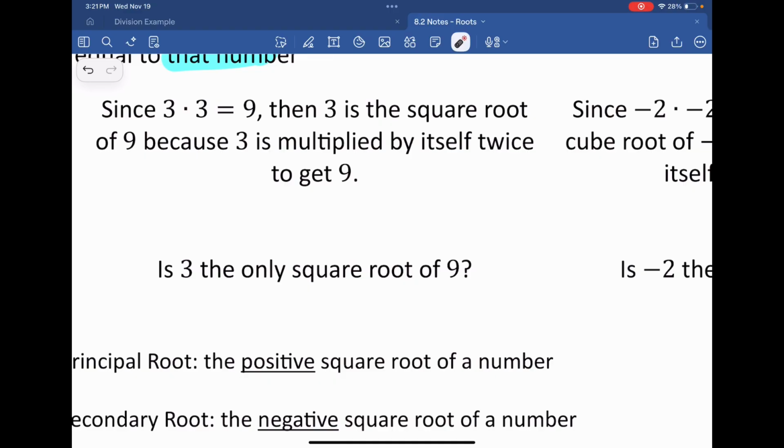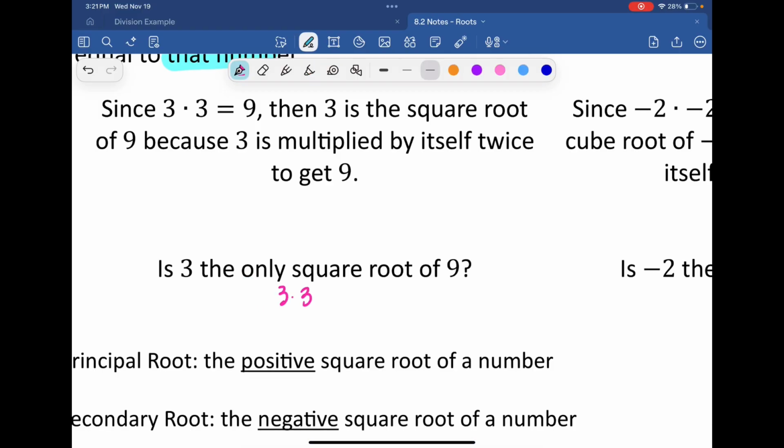So is 3 the only square root of 9? You're thinking of a number multiplied by itself that produces 9. We know for sure 3 times 3, but also negative 3 times negative 3. Both of these equal 9, so 3 is not the only square root.